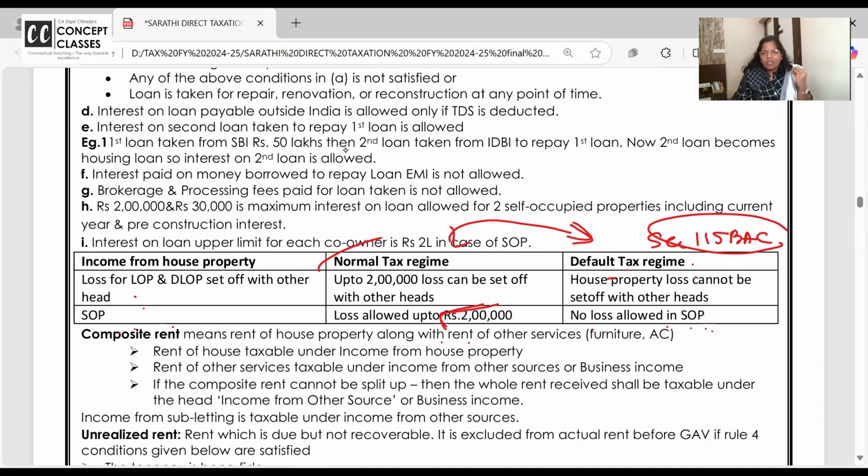Ma'am, तो shall we not make a column only of self-occupied property? Answer is yes. I'll solve the problems when I go to default tax regime. But there, self-occupied property, 2 lakh ka loss is also not allowed. Now, loss in house property can be set off with other heads only up to 2 lakh.